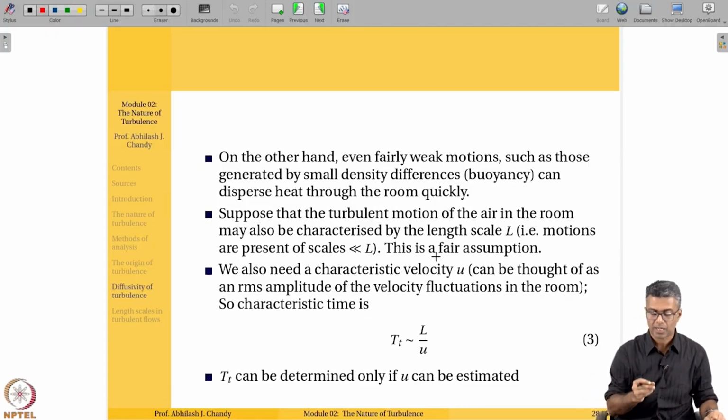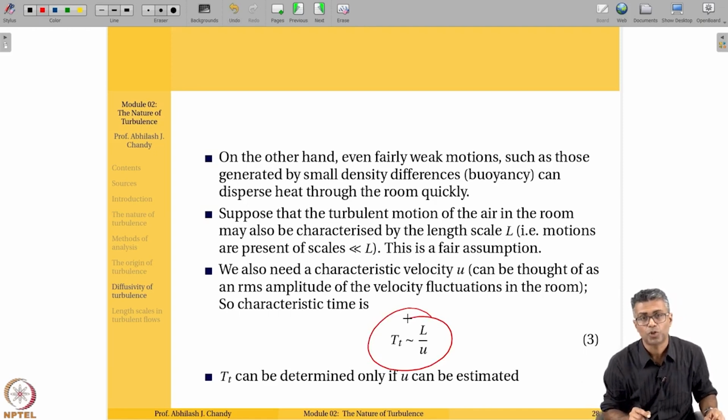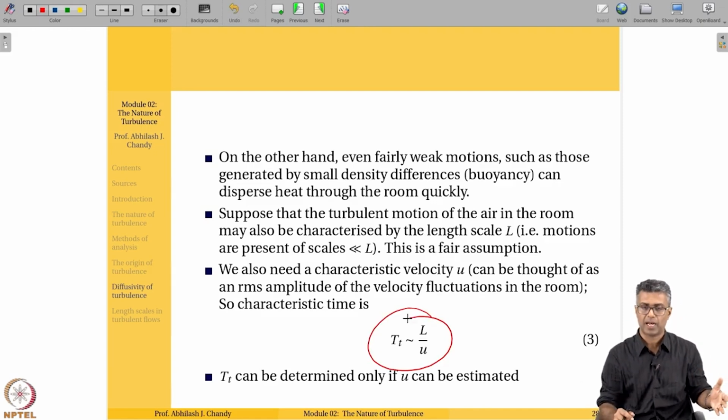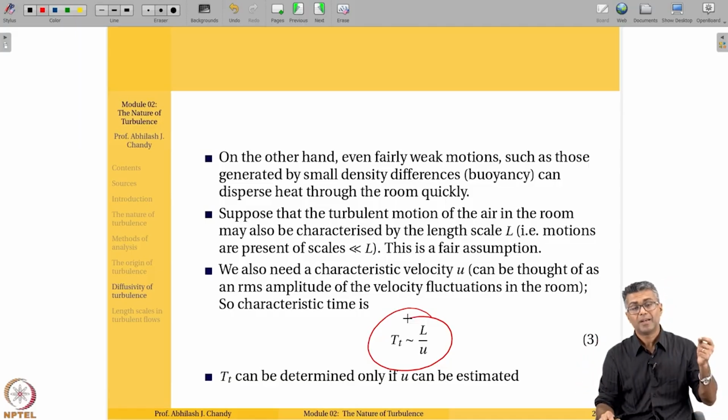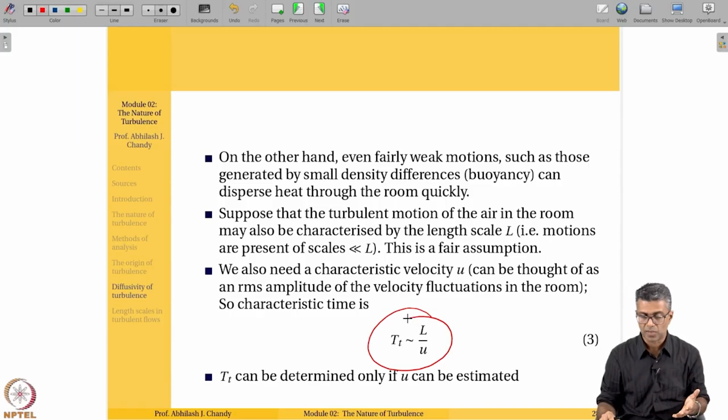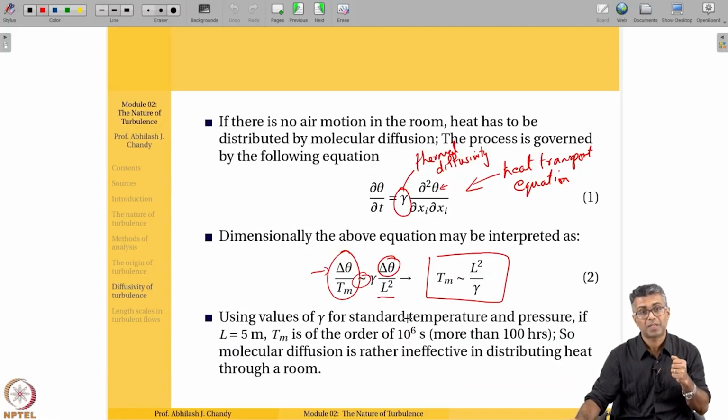So now your characteristic time scale is Tt equal to L over U. Well, L is the characteristic length scale, again the size of the room, order of magnitude, divided by U, which is the RMS amplitude of the velocity fluctuations. So as you can see, you can only determine the characteristic time scale in this particular case if you know the velocity within the room. As opposed to the previous case, where the time scale could be determined purely by knowing the length, which can be measured, and what the fluid is in the room, which is air. So L squared over gamma.